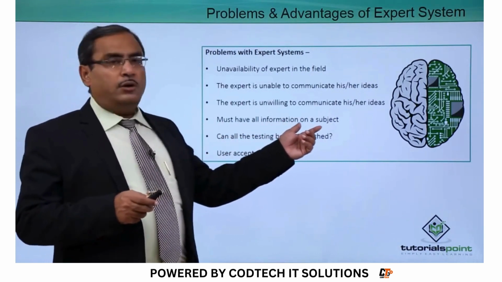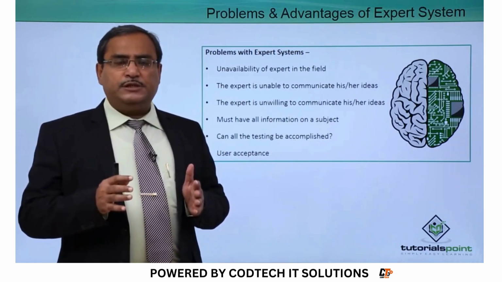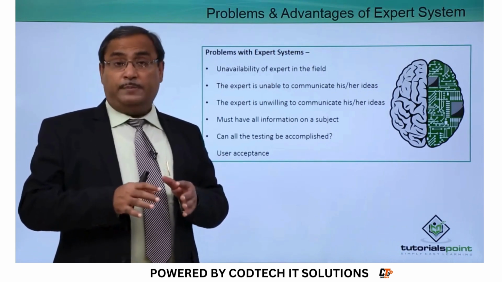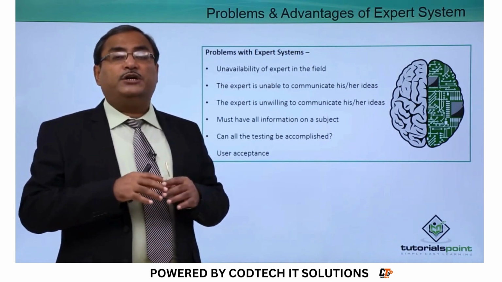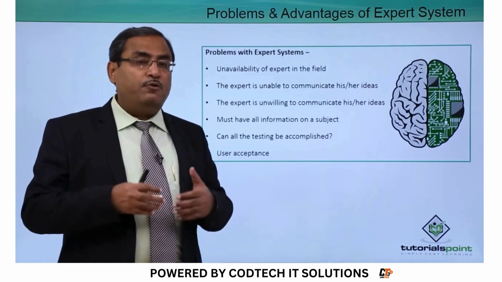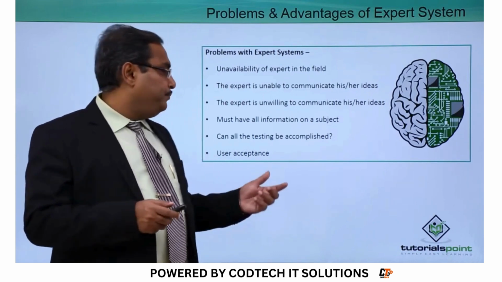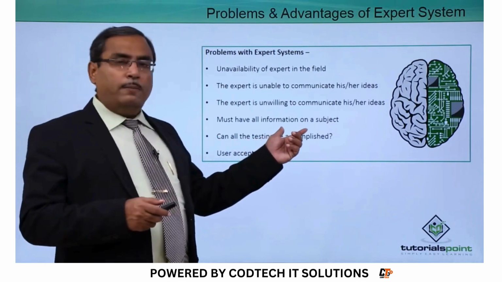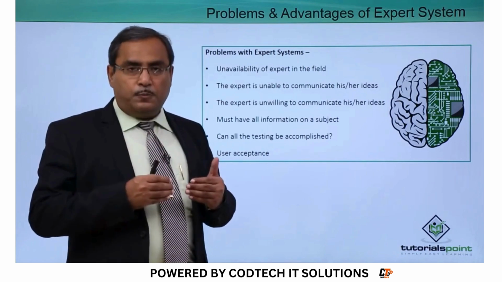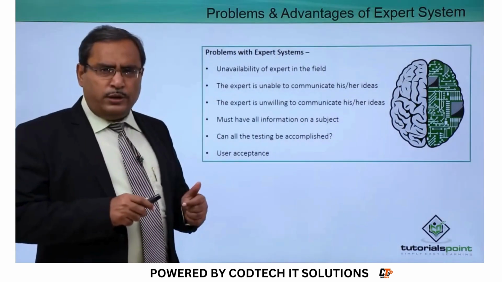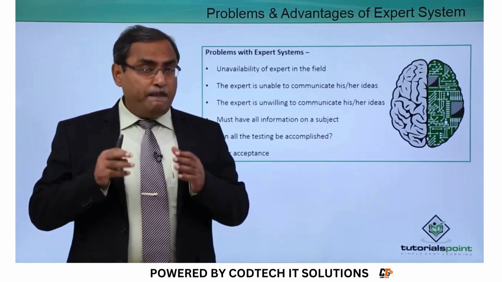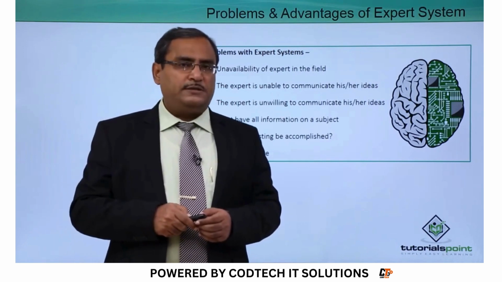Must have all information on the subject. Sometimes an expert system may have a very shallow knowledge base, a very shallow database, not having a crystal clear idea regarding the subject domain. In those cases, obviously, the inferences whatever the expert system will provide us may not be trustworthy. Can all the testing be accomplished? That is a very vital question, whether this expert system, whatever the required output we are getting, has been tested thoroughly. The last one is the user acceptance. So these are the very major problems with the expert system.